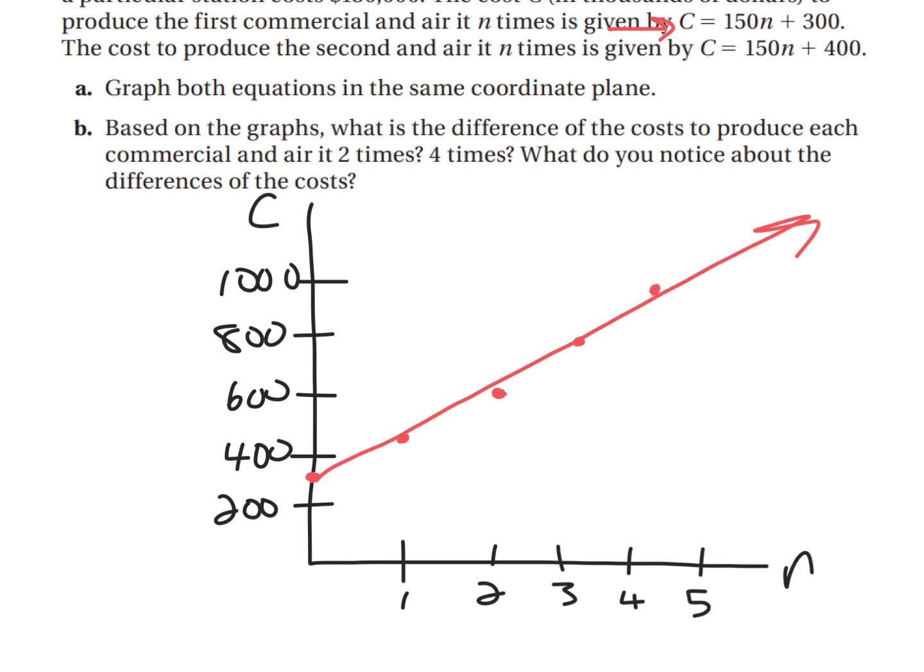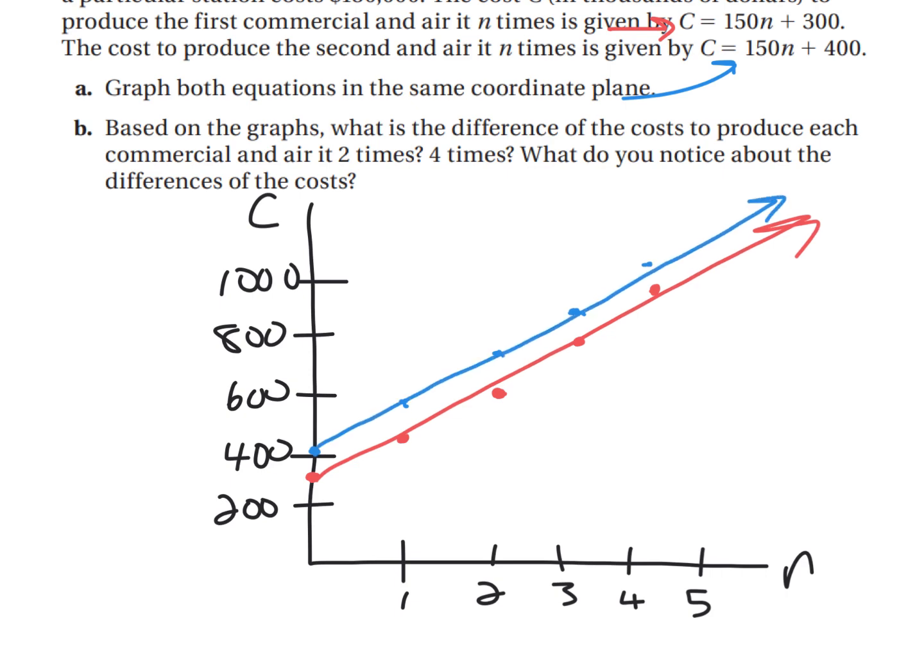So now I'm going to graph the second equation. So that's this one right here, 150N plus 400. So I'm going to start at 400. I'm going to go up 150, that's at 550, and then over 1. Another 150 will be 700 and over 1. Then up another 150 to 850 and over 1. And 850 plus 150 would be 1,000 and over 1. And I'm going to get a graph that looks like this.